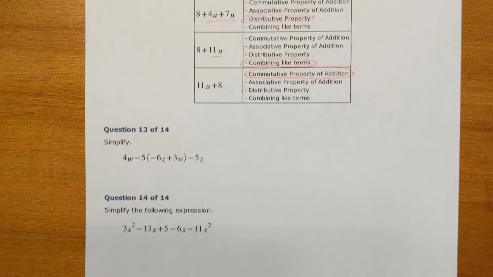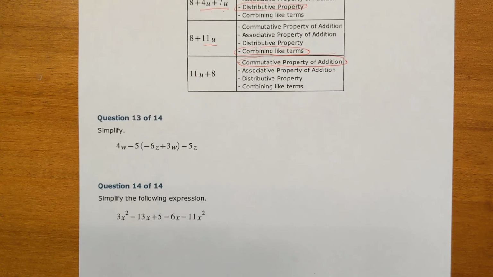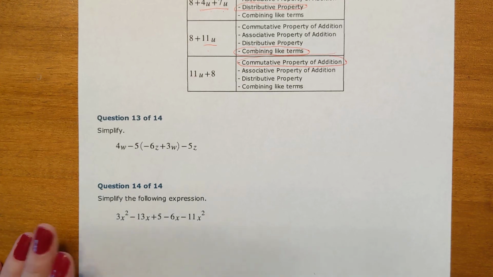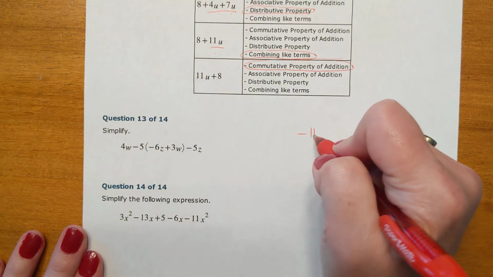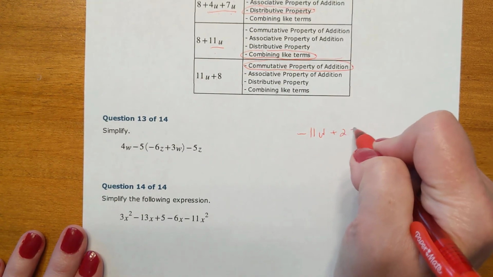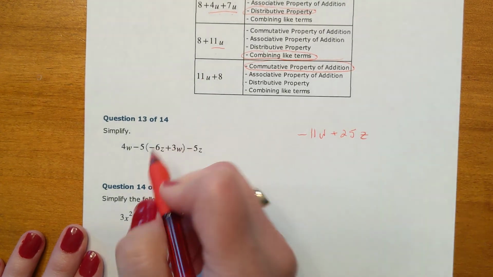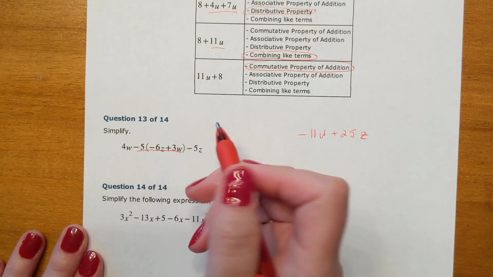Okay, last one. Well, not the last one. We're almost there, though. Number 13, simplify 4w minus 5 times the quantity negative 6z plus 3w minus 5z. Okay, on number 13, you wanted to have negative 11w plus 25z. Okay, so distribute the negative 5 across there.